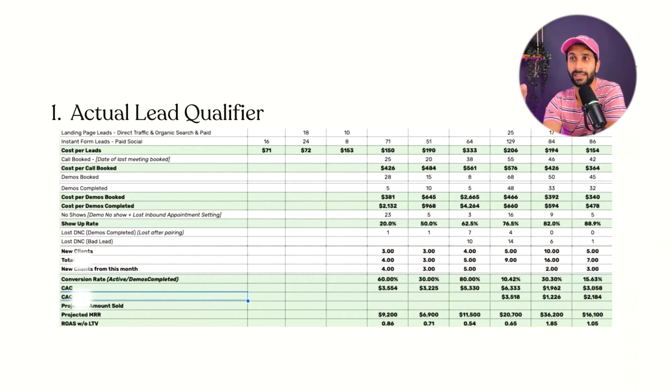This is another way to look at it. When I'm looking at the entire system, I'm not just looking at the cost per qualified lead for a client of mine. This is an example sheet that we report on. We look at what is the cost per qualified lead, what's the cost per call booked, demo booked, then demo completed, and the cost of those. Steal this system for your own client, and then eventually we add how many new clients we got.